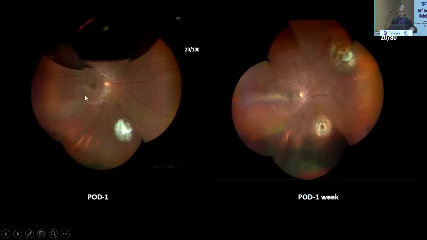And this is how the patient was on the first post-operative day. There was a small air bubble which was left behind, but you can see this coagulum covering the break over here. And at 1 week, the entire fibrin glue has gone away. You see an attached retina with surrounding laser marks.